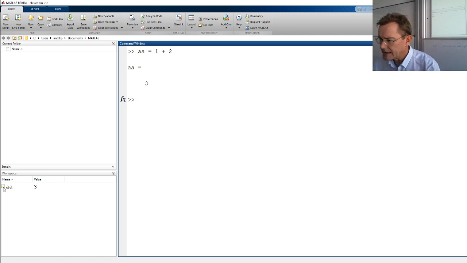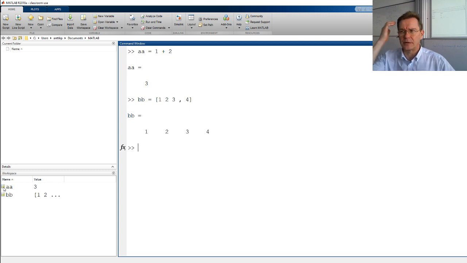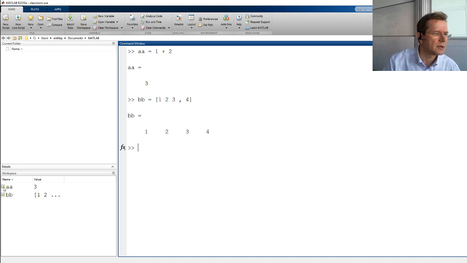Okay, so you can actually make vectors, for example, like this, either separated by space or comma. Both will do. Okay, that's now vector 1, 2, 3, 4. It's a 1 by 4 values vector. Vector can also be 4 by 1, for example.